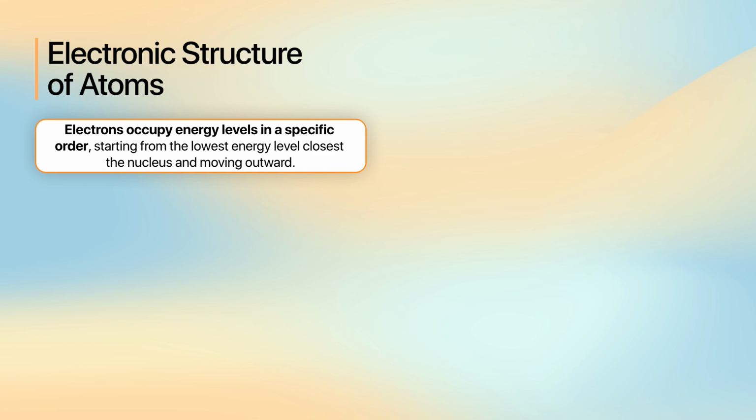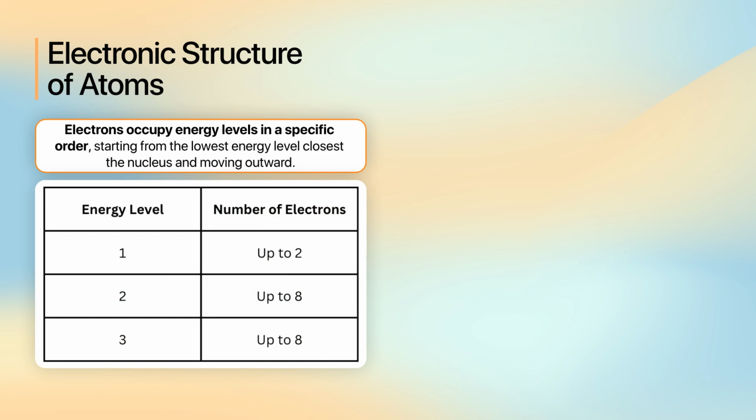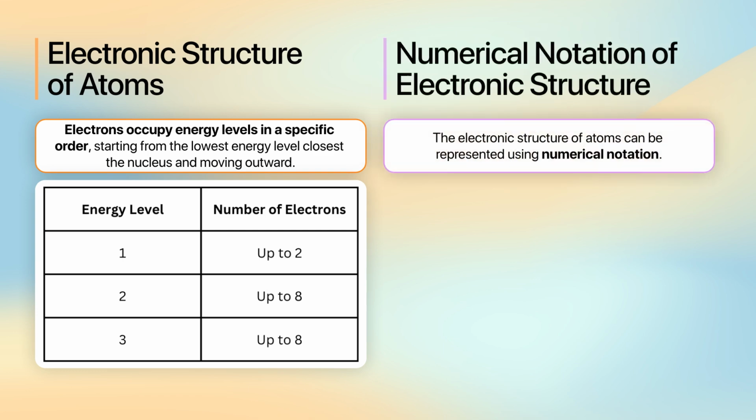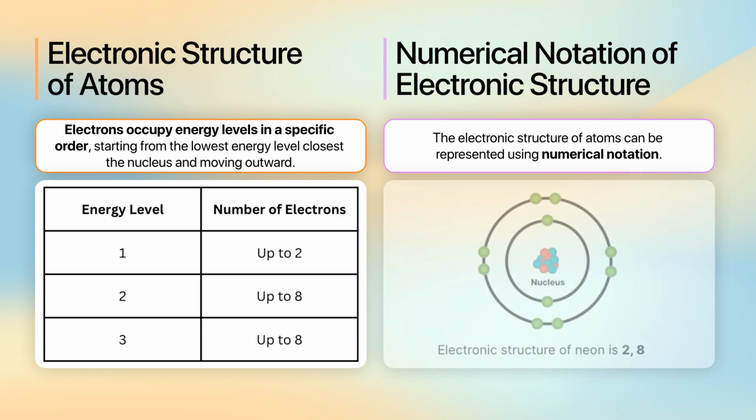Each energy level can hold a certain maximum number of electrons. The first level can hold up to 2 electrons, the second up to 8, the third up to 8, and if 1 or 2 are remaining, they are placed in the fourth. We also covered how to represent the electronic structure using numerical notation. This notation helps to quickly identify the arrangement of electrons and predict the chemical behavior of the element.